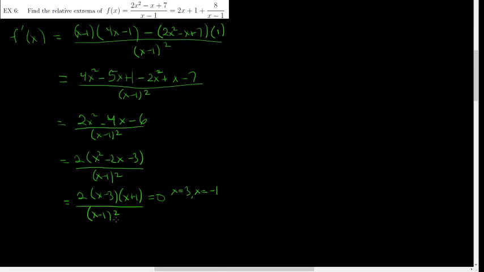What about where the denominator is 0? So the derivative will not exist. F prime at 1 does not exist. And now you might think, well, then x equals 1 is a critical number.